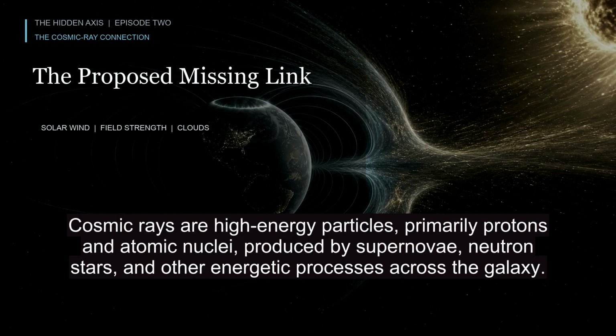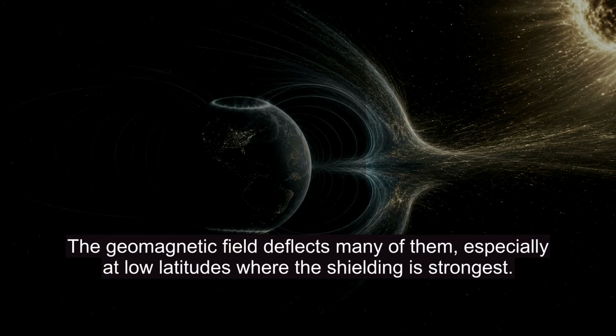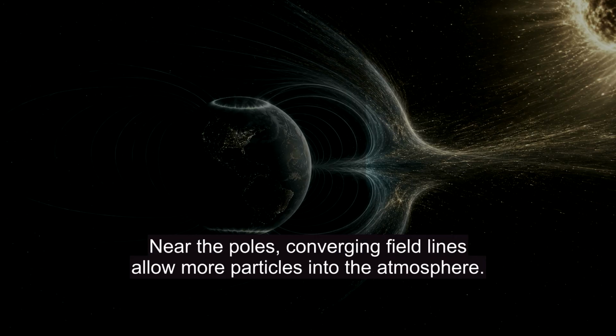Cosmic rays are high-energy particles, primarily protons and atomic nuclei, produced by supernovae, neutron stars, and other energetic processes across the galaxy. They arrive at Earth from every direction. The geomagnetic field deflects many of them, especially at low latitudes where the shielding is strongest. Near the poles, converging field lines allow more particles into the atmosphere.